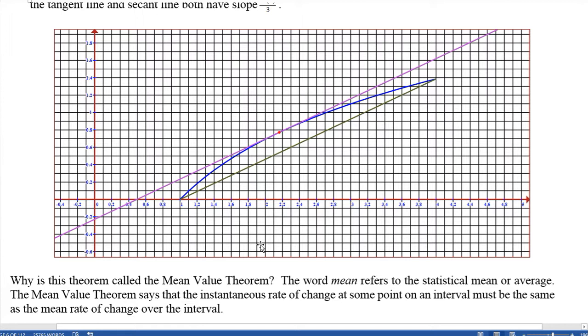Why is this theorem called the mean value theorem? What does the word mean imply here? Well, the word mean refers to the statistical mean, or in other words, the average. So the mean value theorem says that the instantaneous rate of change at some point on the interval must be the same as the mean rate of change over the interval, the average rate of change. Remember, the average rate of change, or the mean rate of change, is the slope of the secant line. The instantaneous rate of change is the derivative.